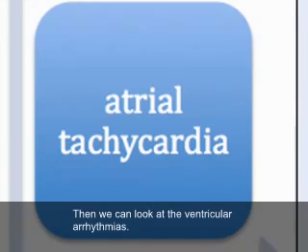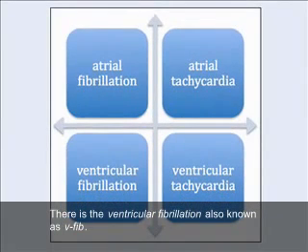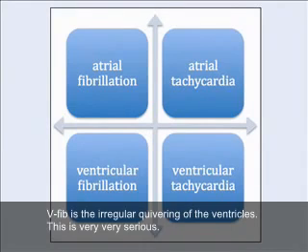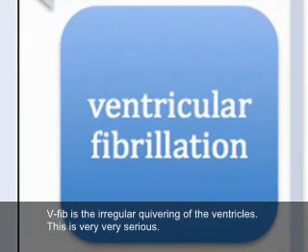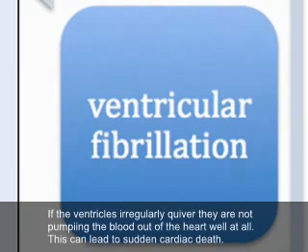Then we can look at the ventricular arrhythmias. There is the ventricular fibrillation, also known as VFib. VFib would be the irregular quivering of the ventricles. And this is very, very serious. If the ventricles irregularly quiver, they are not pumping the blood out of the heart well at all, and this can lead to sudden cardiac death.